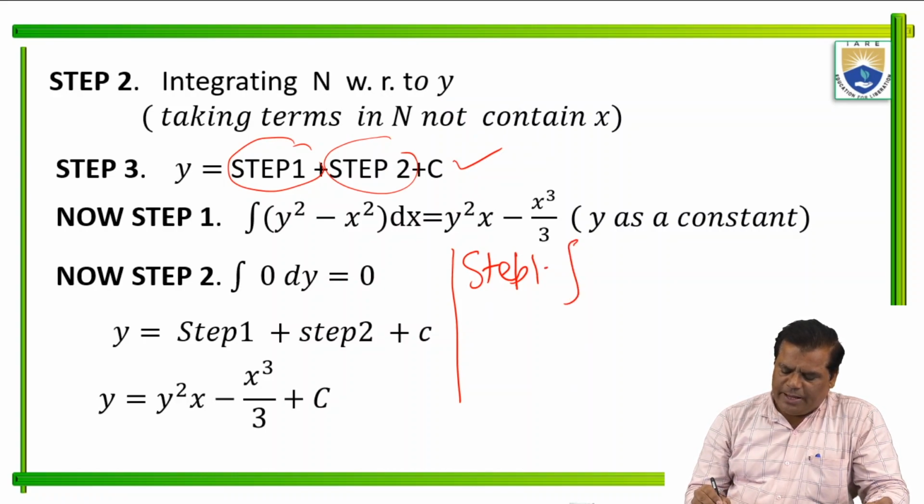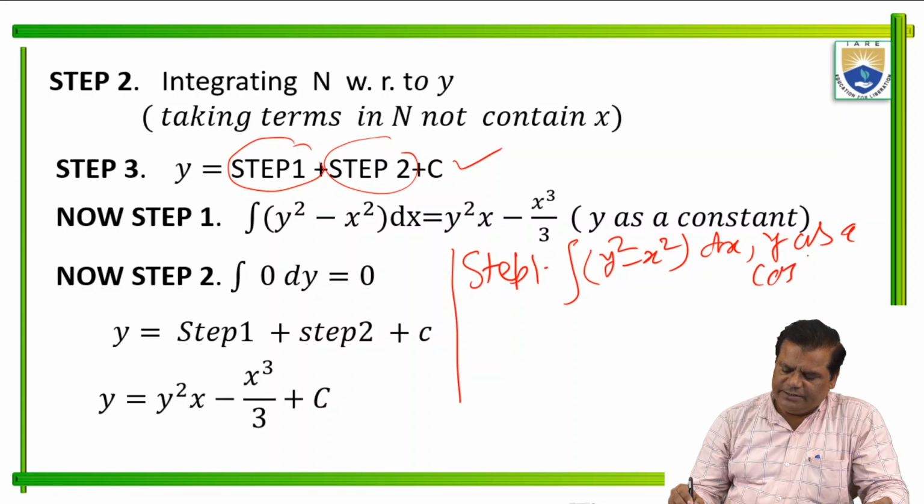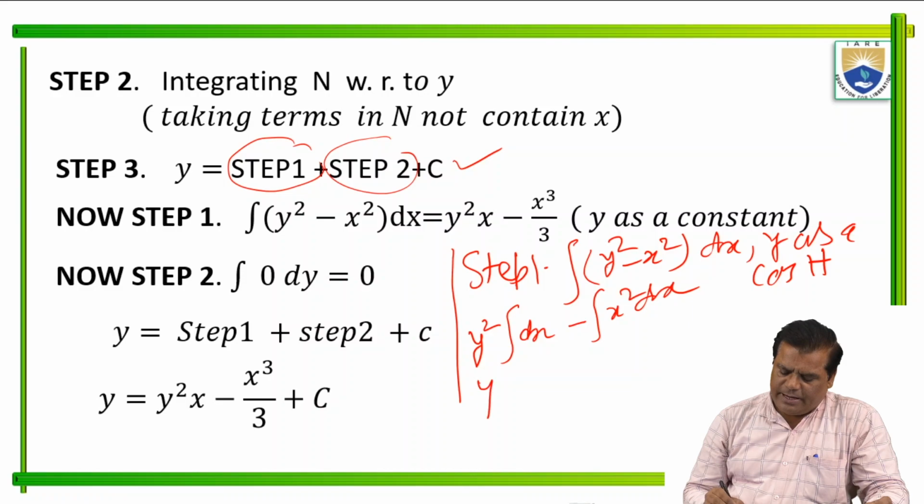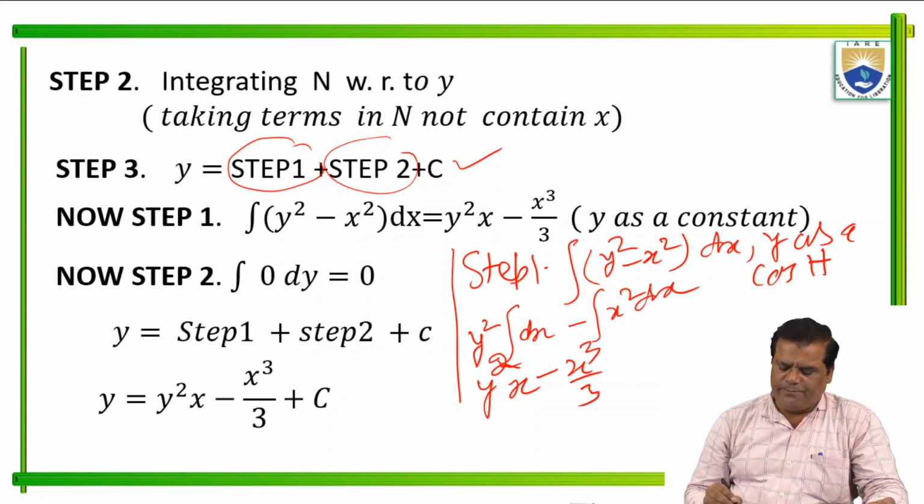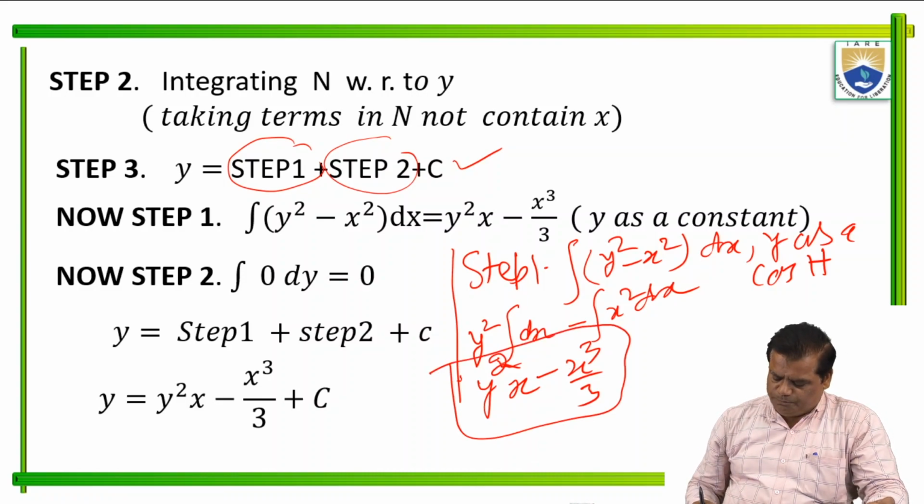Integrating M, which is y square minus x square, dx, with y as a constant. So y square integrated with respect to dx minus x square integrated with respect to dx gives y square x minus x cube by 3. Okay, this is the solution of step 1. Now step 2.